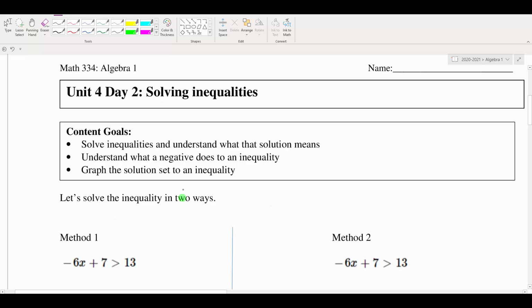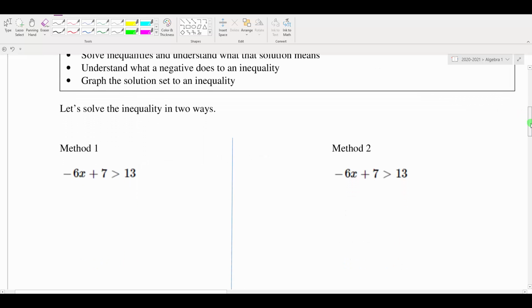There's also a little bit of a hiccup when it comes to negatives with inequalities. We're going to talk about what a negative does to an inequality, and actually we're going to start off with that, and then we'll solve some together and make sure we look at those graphs. All right, so let's get started here. We're going to take a look at our first example.